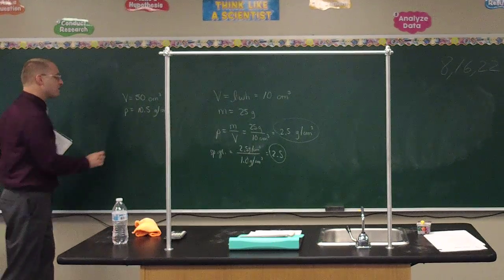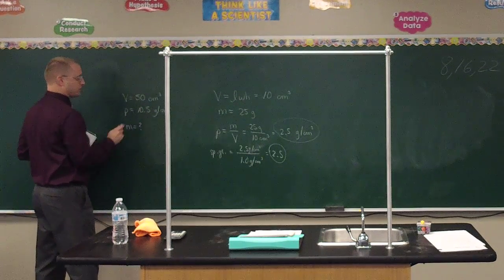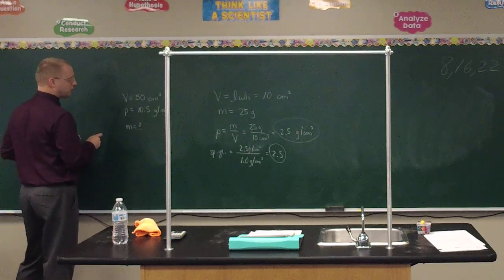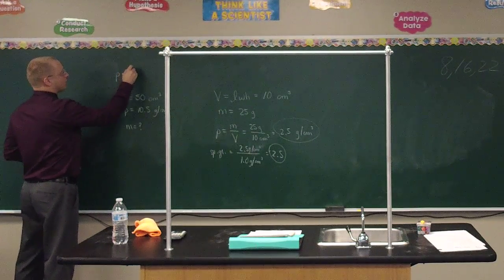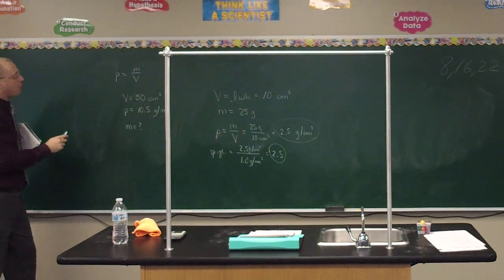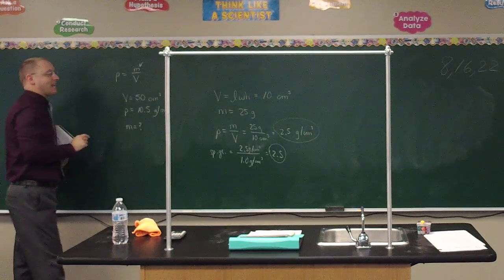Okay, so we know the density, we know the volume, and it asks us, Audrey, to find the mass. It says, what is the mass of the bar of silver? Well, what is our equation for density again, Michael? Rho equals M over V. Right, and that's how we're going to memorize it. But if I want to solve for the mass, I need to get M by itself.